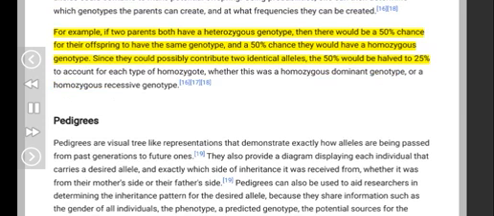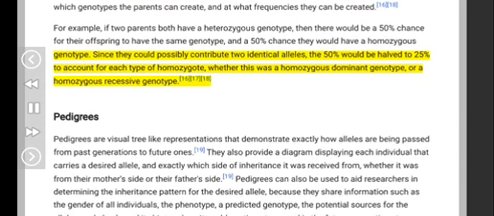For example, if two parents both have a heterozygous genotype, then there would be a 50% chance for their offspring to have the same genotype, and a 50% chance they would have a homozygous genotype. Specific to identical alleles, the 50% would be halved to 25% to account for each type of homozygote, whether this was a homozygous dominant genotype or a homozygous recessive genotype.